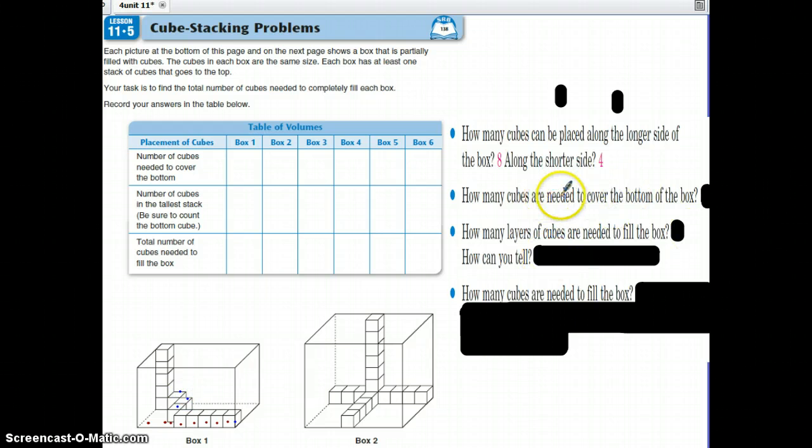So how many cubes are needed to cover the bottom of the box? What I would do is I would take 8 times 4, because I got to fill this all up. I'm trying to fill up this entire area here. So I would take 8 times 4 is 32.